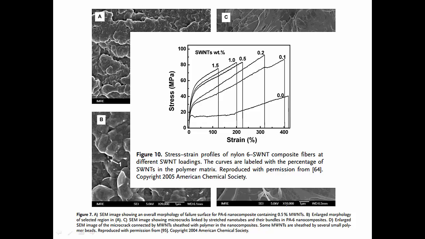This is the whole story of the effect of carbon nanotubes on polymeric materials and the improvement of their properties. And what you see here is that a very small amount of carbon nanotube is adequate to increase the strength and maintain the ductility of the material.